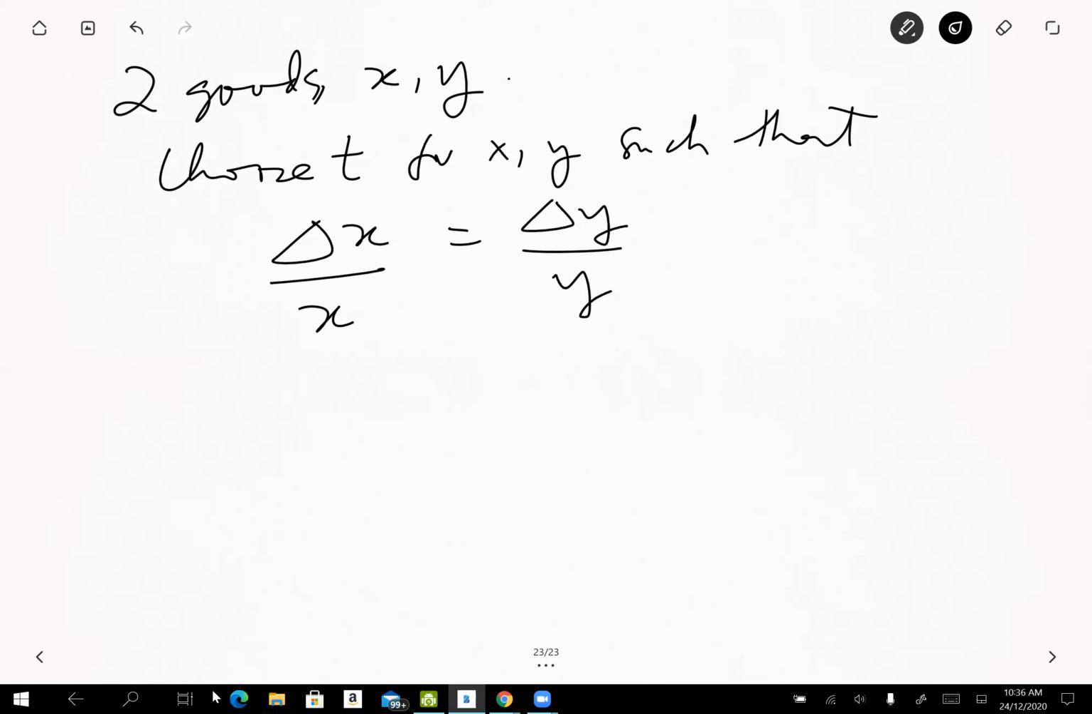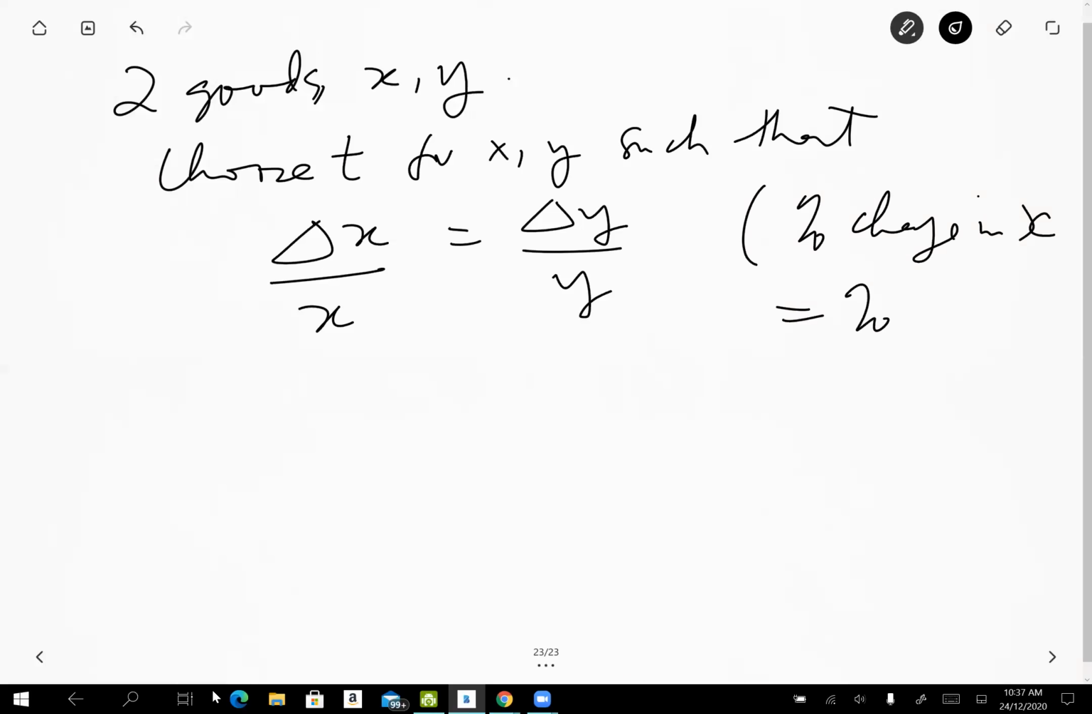In other words, since the demand is downward sloping, this is the percentage change. So this is percentage change in X must equal the percentage change in Y. So that is the rule. So the percentage change of X must be equal to the percentage change of Y. So that is the rule that the tax we should charge.